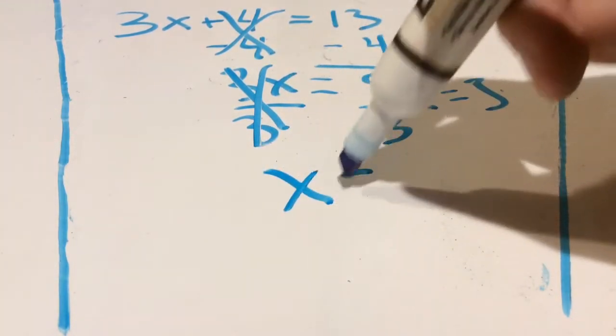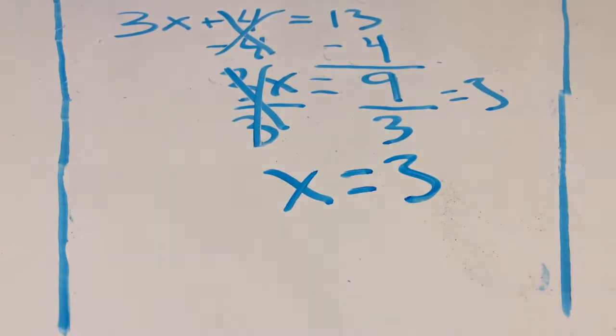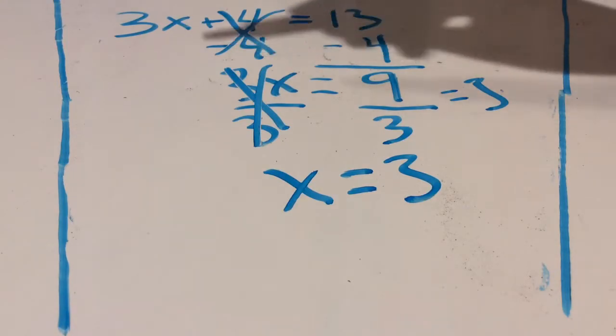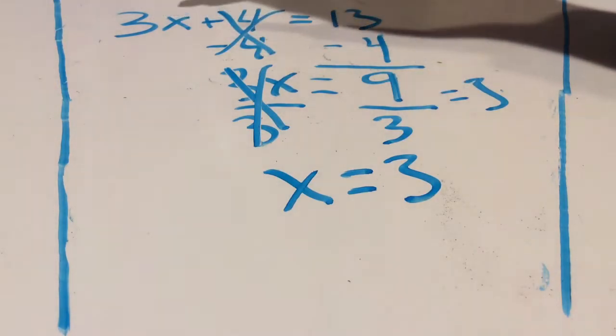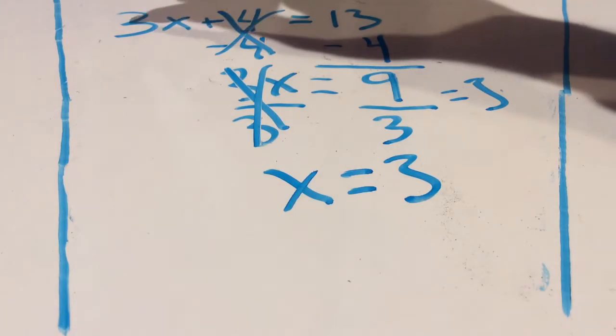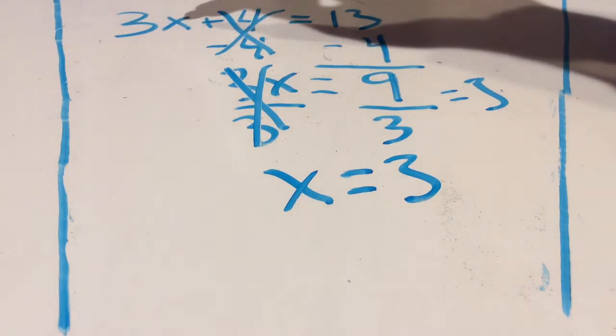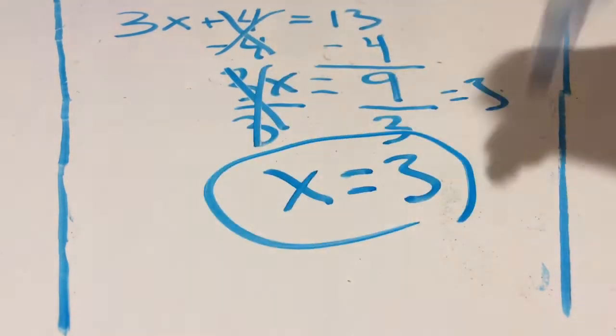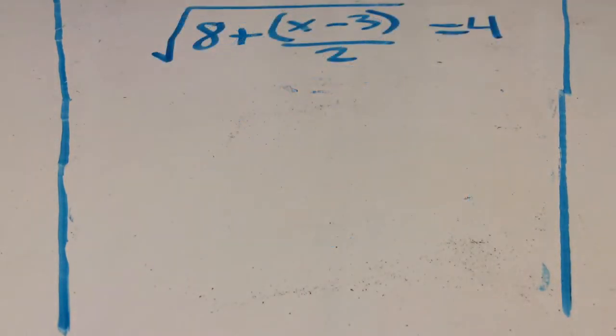X equals 3. And there you go. We solved for x. We saved the damsel in distress, and now we know what x is from this original equation. If you plugged 3 into this equation, so it was 3 times x, which is 3, plus 4, we know that it would be 13. So there you go.